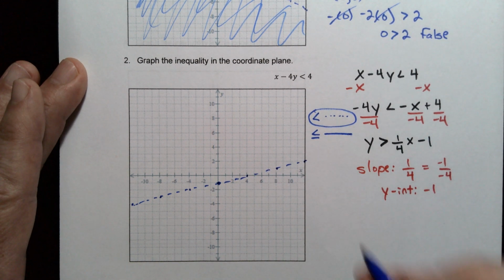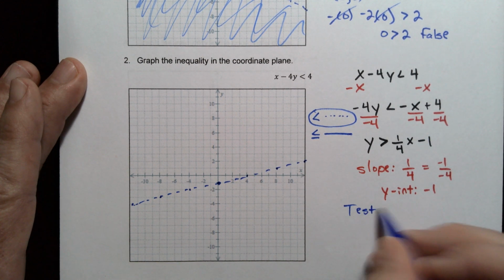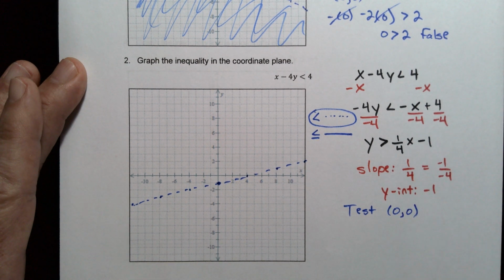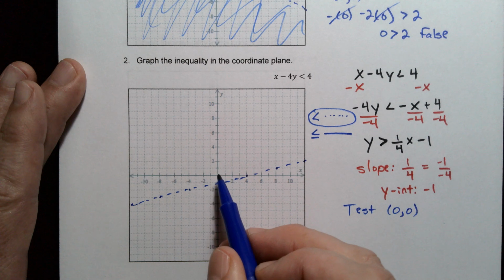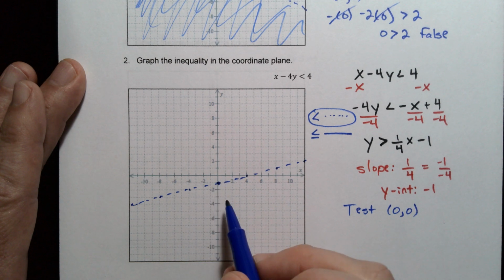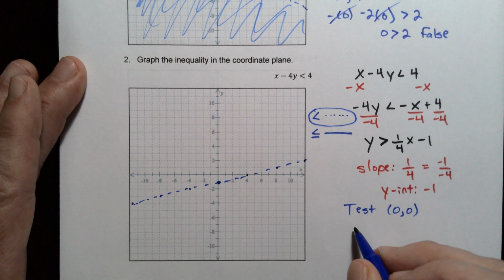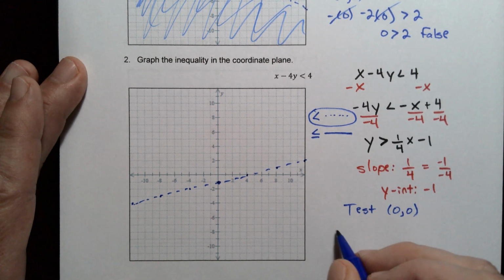Okay, and now let's test (0, 0) and see if it works. If I plug in (0, 0) and we get a true statement, then we shade this side. If I get a false statement, we shade the opposite side. Okay, so go back to the original, this one right here.